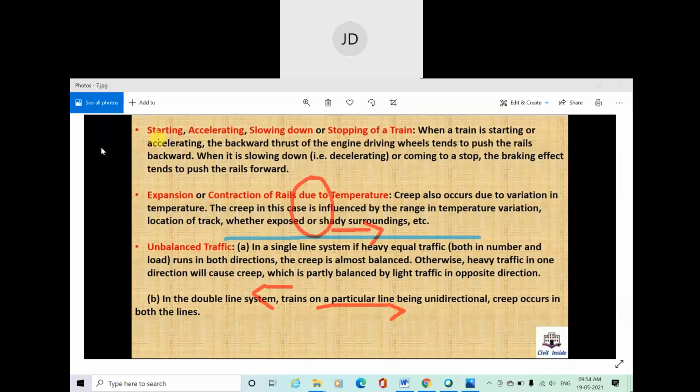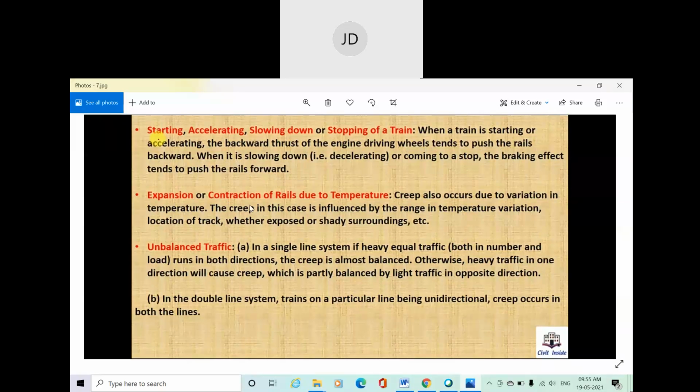Got it? When a train is starting or accelerating, the backward thrust on the engine and driving wheel tends to push the rails backward. When it's slowing down or coming to a stop, the braking effect tends to push the rail in the forward direction. These things we have already discussed.